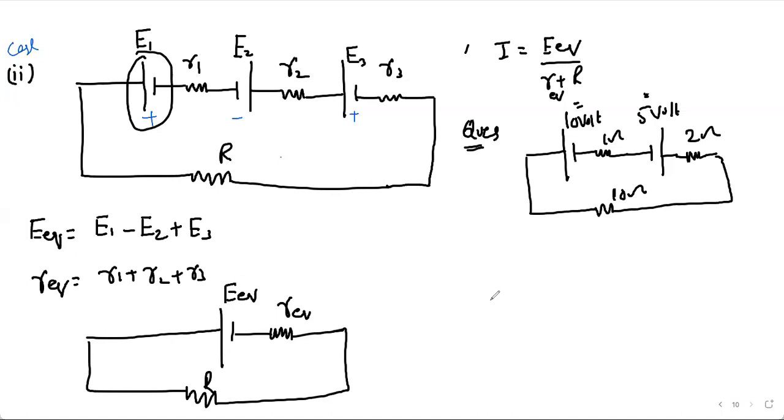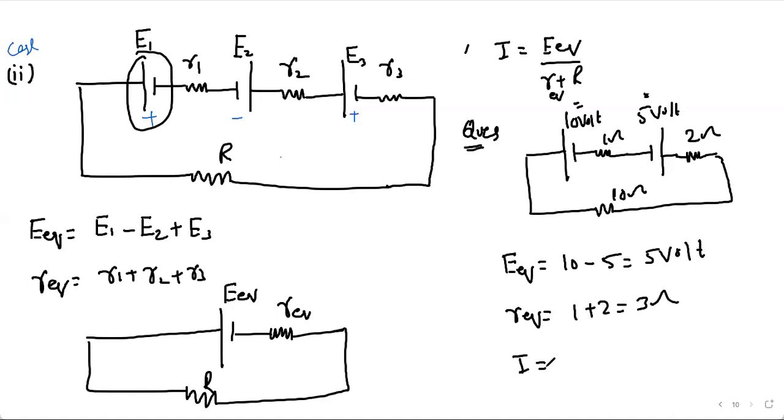No, no, no, Fatma. See, first get the value of equivalent EMF. That's the difference of them. It's 10 minus 5, it's 5. Then you get internal resistance, that's 1 plus 2 equal to 3 ohm. Your current is equivalent EMF divided by equivalent internal resistance plus external resistance. So that's 5 by 3 plus 10, 5 by 13 ampere. Note it down.